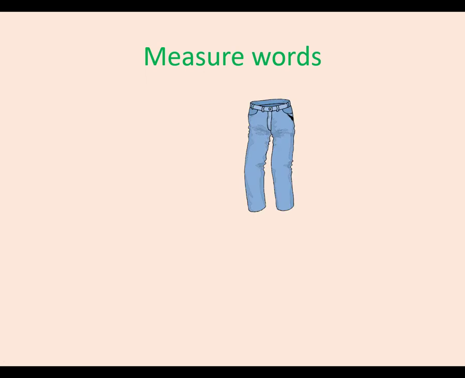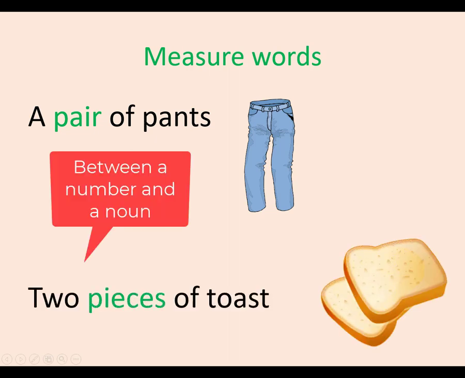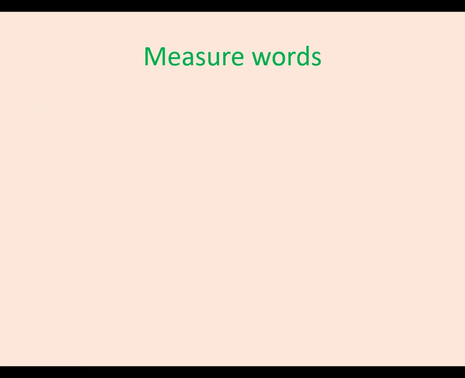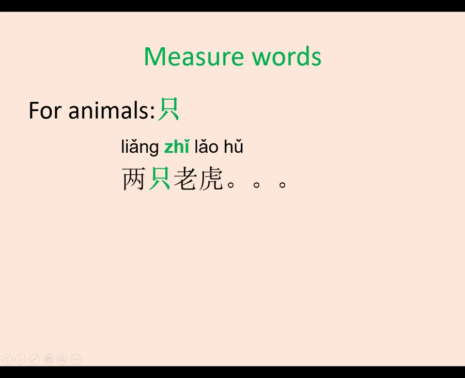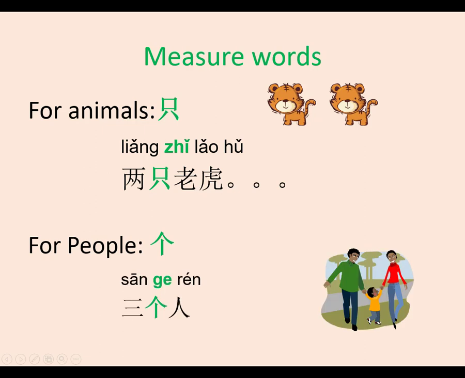Measure words in Chinese are like in English when we say a pair of pants or 2 pieces of toast. They're a word that come before a noun and after a number or the word a. In English we only have them for a few words. Chinese has them for every noun. So for animals we would say 只, like in the song 2只老虎, 2 tigers. For people, the measure word is 个. So when we want to say 3 people, we have to say 三个人.